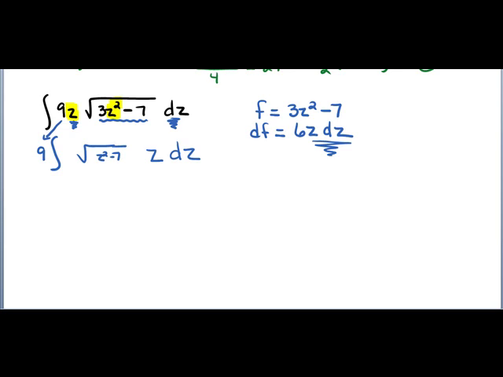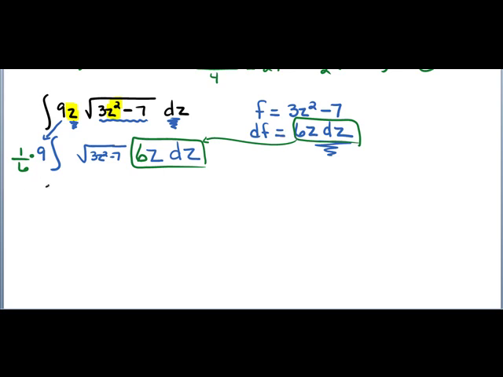Now I have almost everything I need, but in this green box I have 6z dz. I only have a z dz, so I have to put a 6 right here so that this matches. But if I put a 6 there, I have to multiply by 1/6 in the front. And so now we're ready to do the substitution.